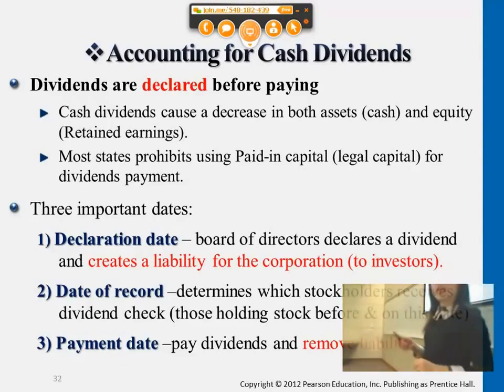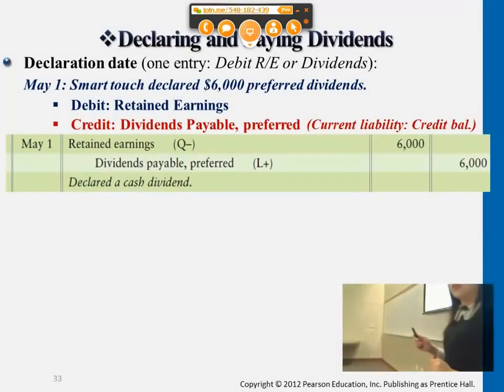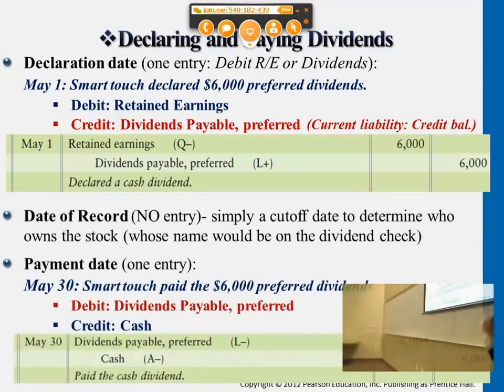So on declaration dates, the journal entry will look like this. There's really just two entries to this, even though there are 3 dates that relate to dividends. The first date is when the company declares the dividends. They haven't actually given away the cash dividends, but they just declare it. Then we will record and reduce the retained earnings, and also dividends payable will be credited.